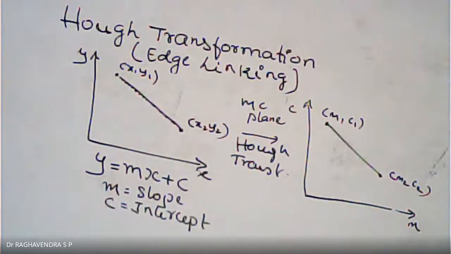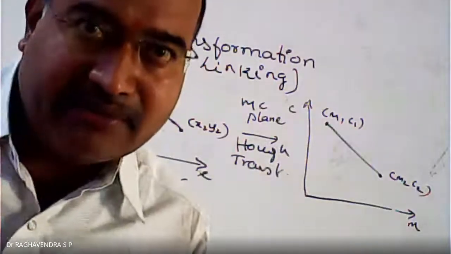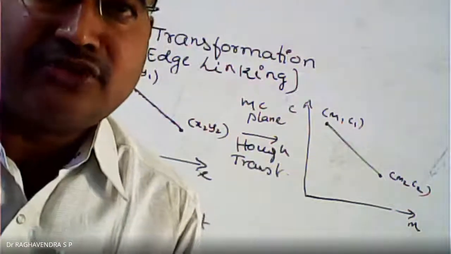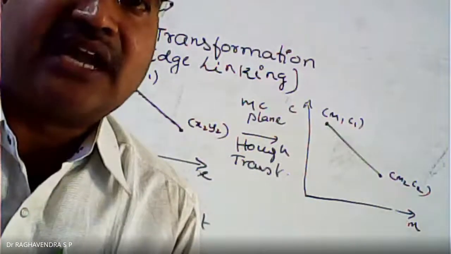In my next class, after finishing this problem on Hough transformation, module 4 will be finished. After module 4, only module 5 will remain, and that will be the end of our syllabus. Monday is a holiday, so I'm going to take my class on Wednesday.